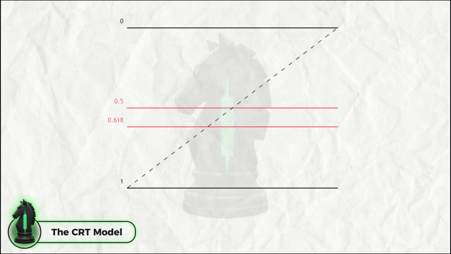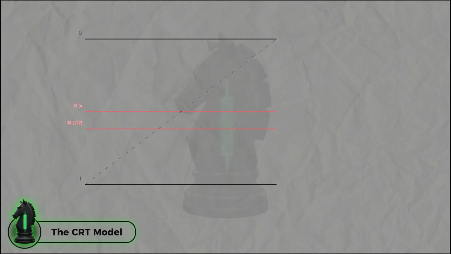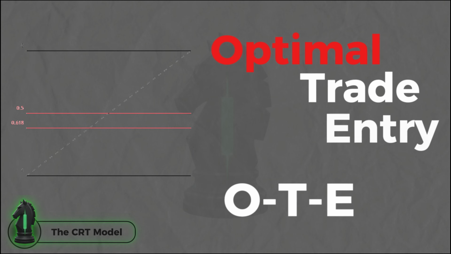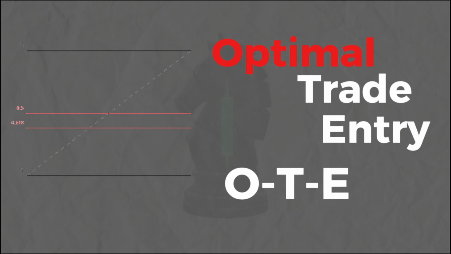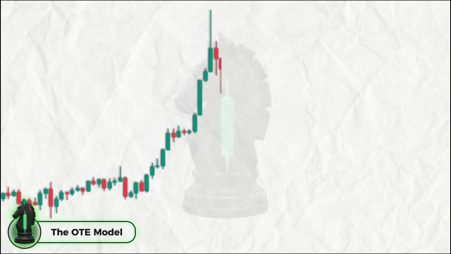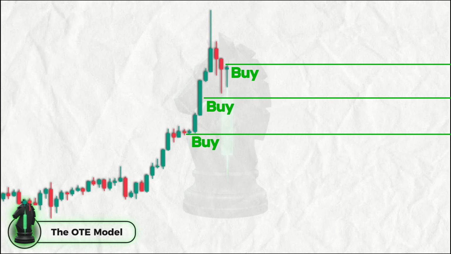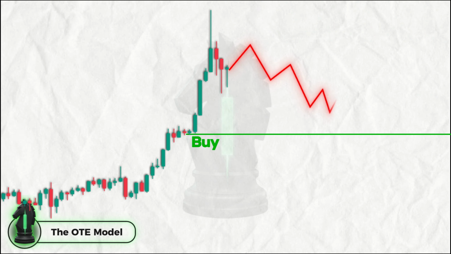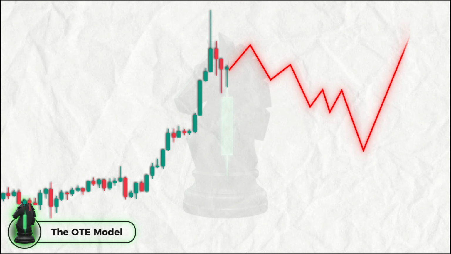But how do we calculate the exact mathematics of the discount? This is where institutional OTE, or optimal trade entry, comes into play. When a market expands aggressively upward, retail traders frequently suffer from fear of missing out, buying at the absolute top of the expansion. The algorithm routinely punishes this behavior by engineering a deep retracement to flush these early positions out before continuing the true trend.